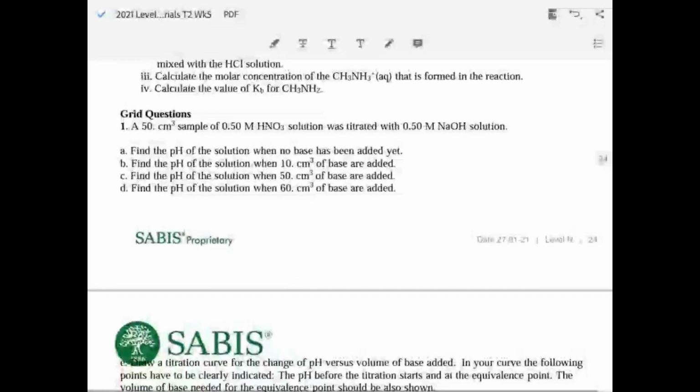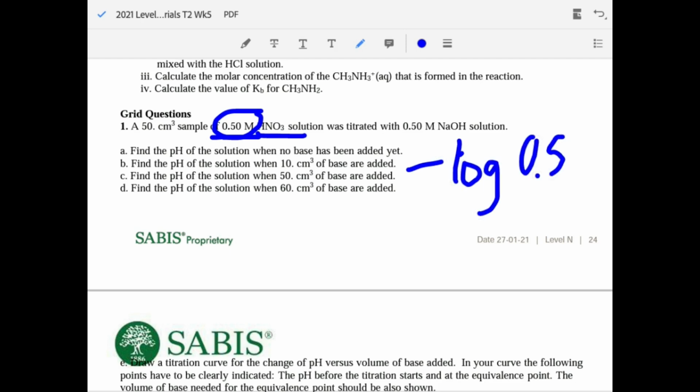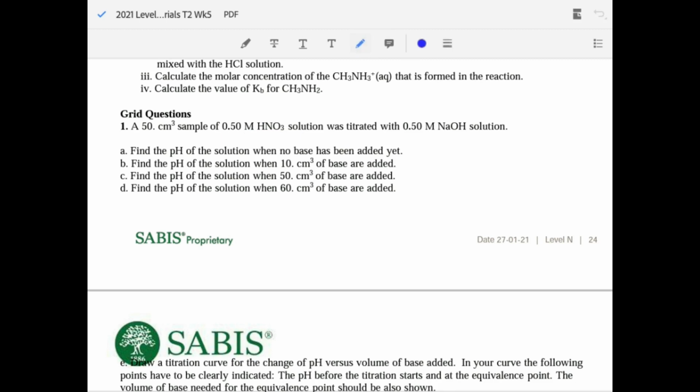Now the grid. 50 centimeter cubed of HNO3, pH of the solution when no base is added, easy. You have this concentration already, so minus log 0.5, and the answer is 0.3. When you put it in the calculator, you get that. Next one, minus log, this is for any pH.